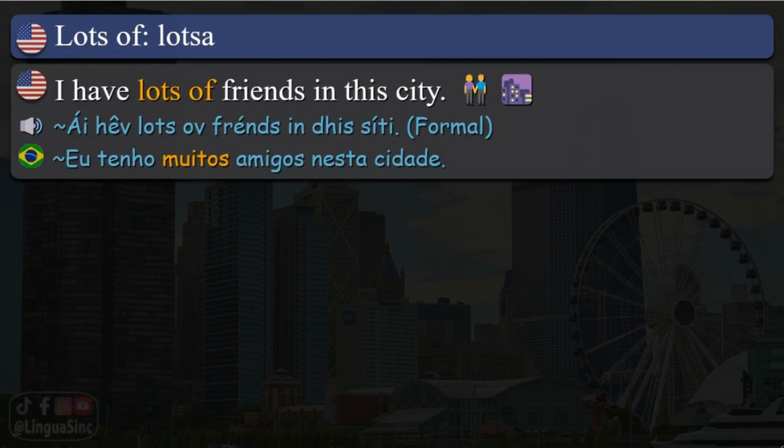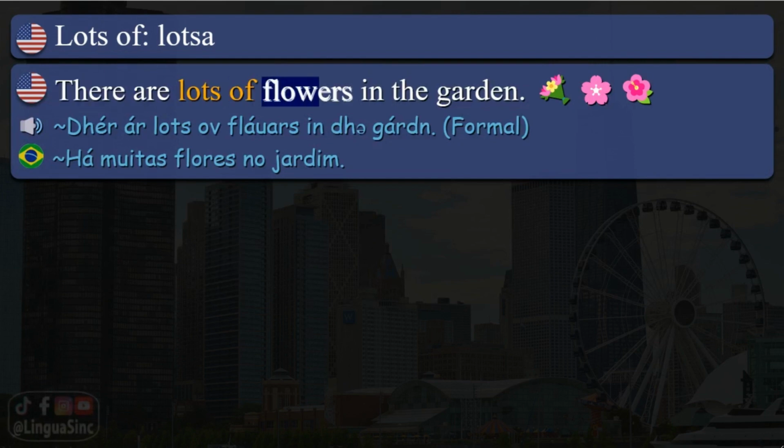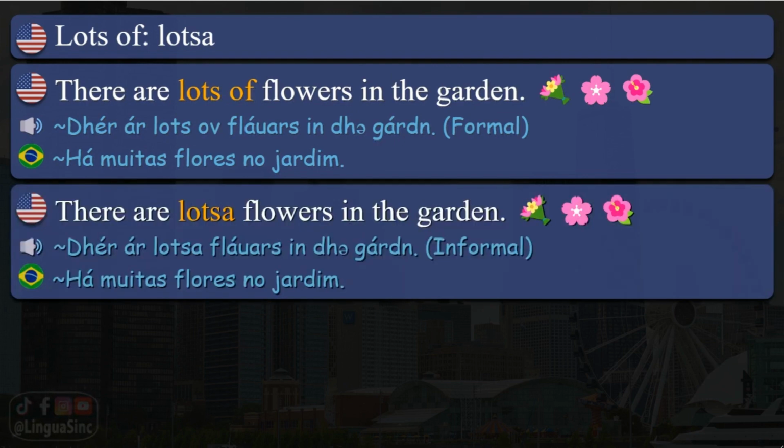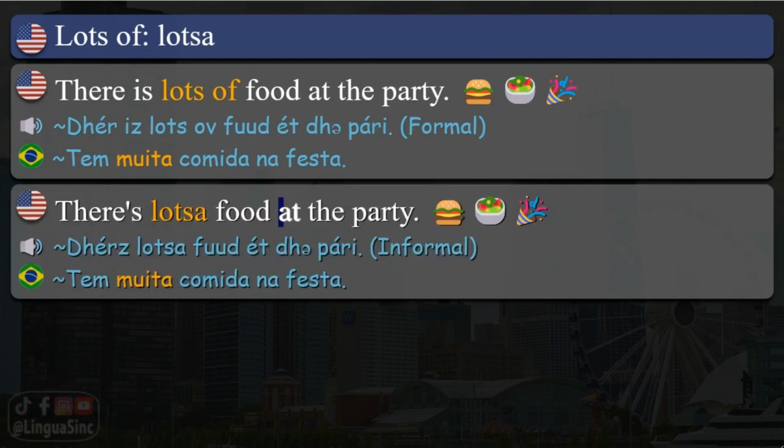Lots. I have lots of friends in this city. There are lots of flowers in the garden. There is lots of food at the party. There's lots of food at the party.